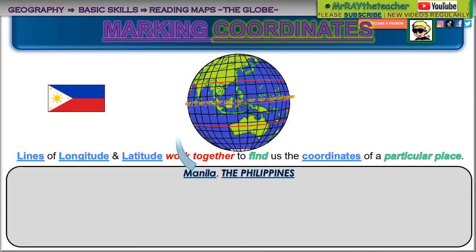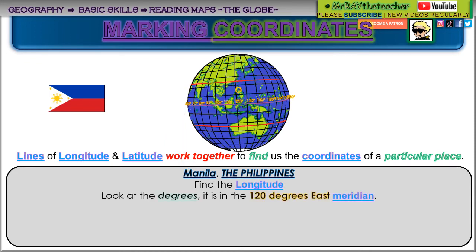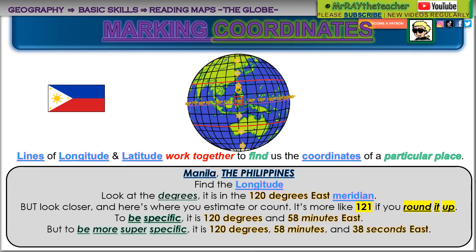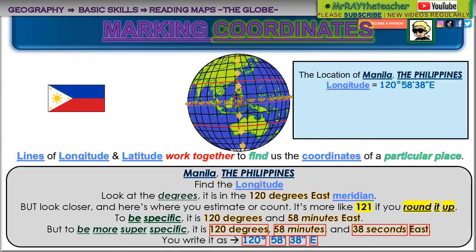So let's apply our knowledge to Manila in the Philippines. Here we go. That's where Manila is if you didn't get it. And with that one, look at degrees. It's the 120 degrees east meridian. But if you look closer, so we could round it up as we were saying before. So we've got 120 degrees, 58 minutes, and 38 seconds east. So let's put that up here. Let's make a note of it.